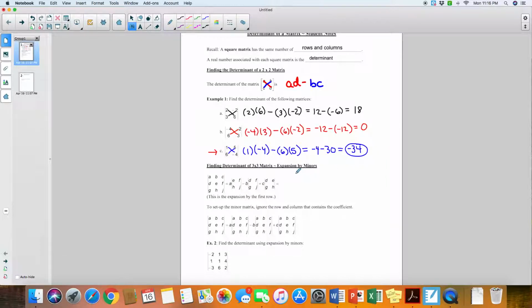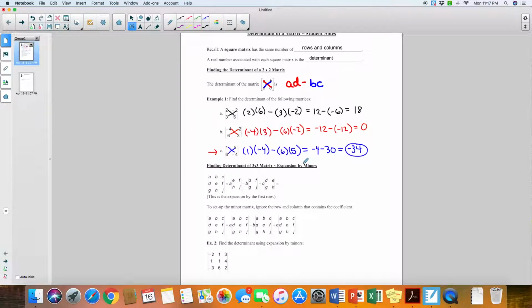It's your answer. If you did, very good. Good job. If you didn't, hopefully you see where you made your mistake so that you can correct it for the next time. All right, so find the determinant of a 3x3 matrix. The first method that we're going to do is expansion by minors.